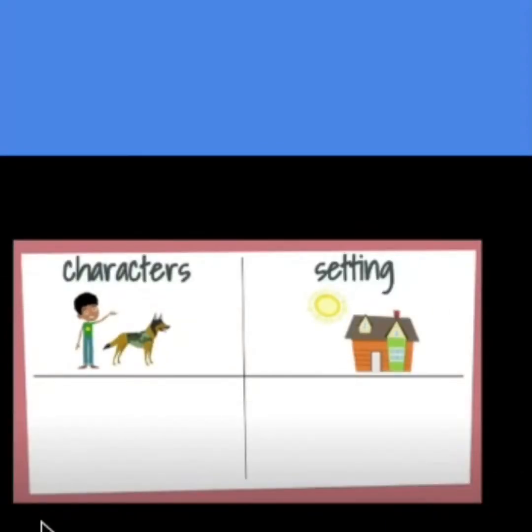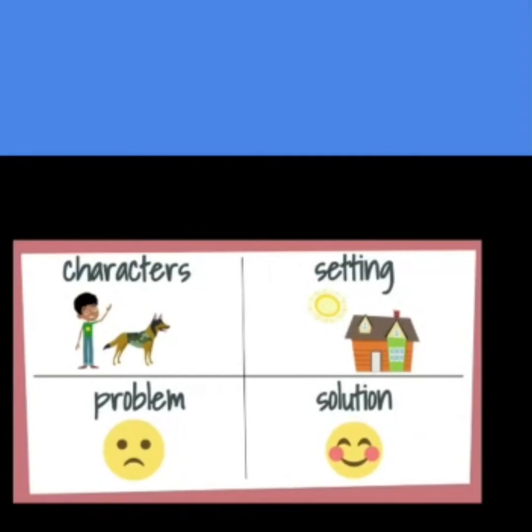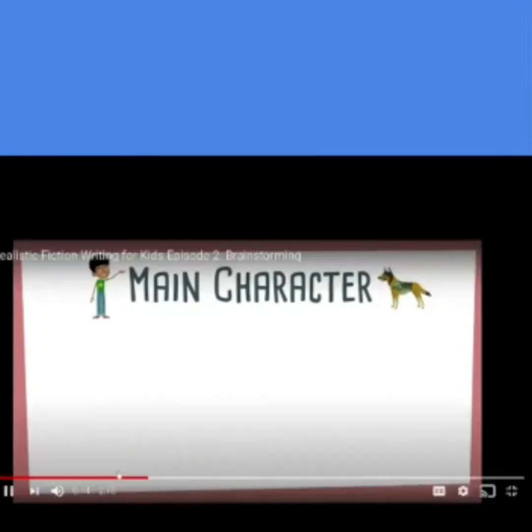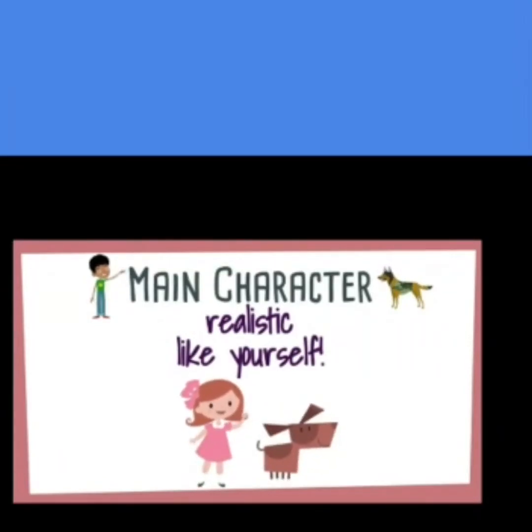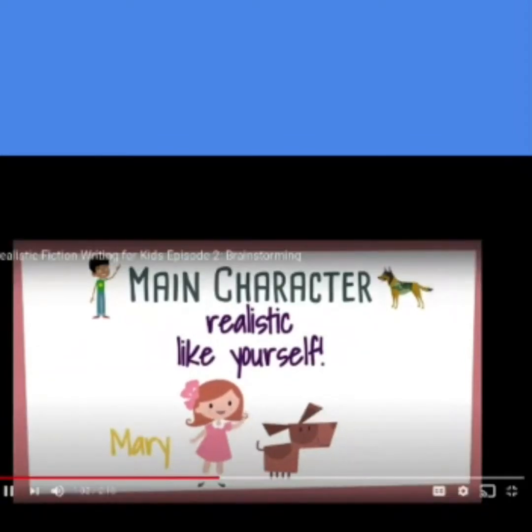The setting, the problem, and the solution. Then we will add more details when we actually start writing the story later. So first, I need to think about the main character in my story. Characters are the people and animals in a story. Remember, the characters should be realistic. Sometimes it helps to make the character kind of like yourself. I think I will write about a little girl and her dog. I will name them Mary and Sam.